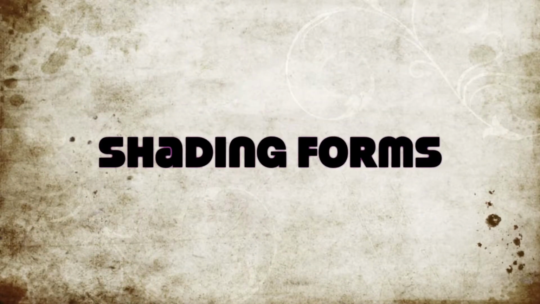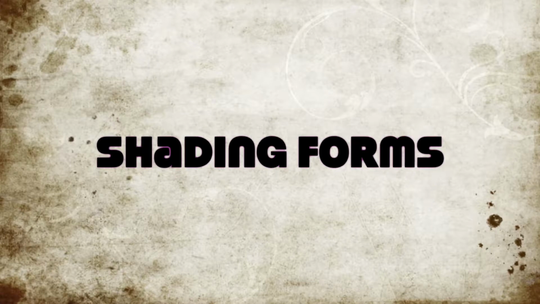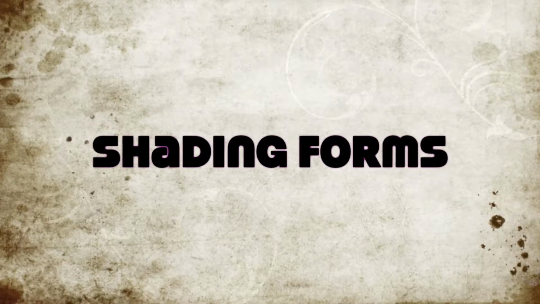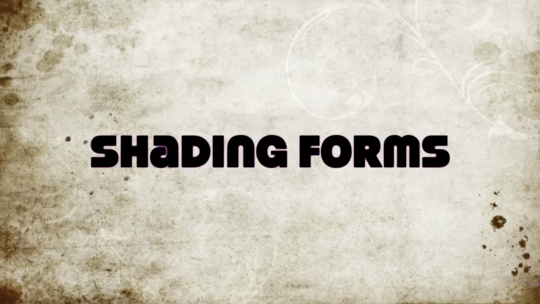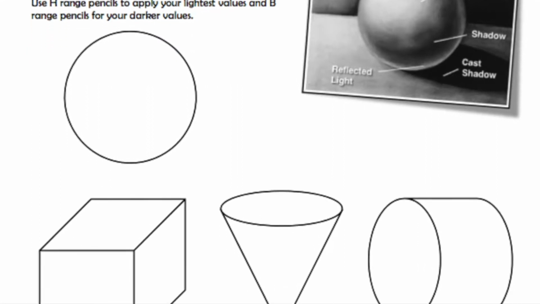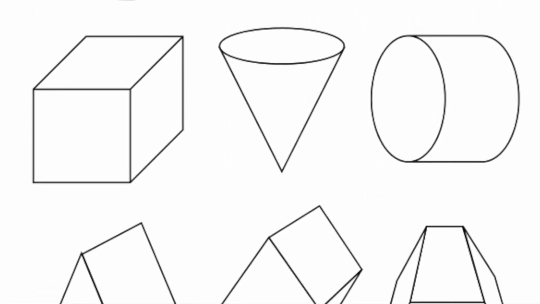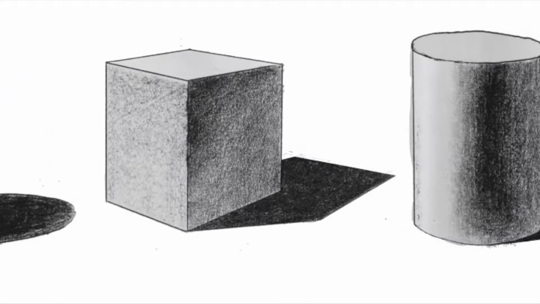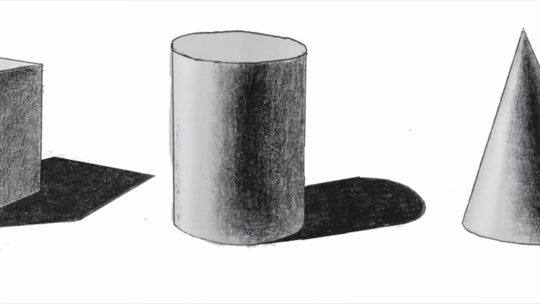All right, everybody. So today's worksheet is on shading forms. If you remember back to when we learned form and you watched the video, he talked about using multiple different pencils for adding the cast shadows and the shadow. That's what you'll be doing today. And you've got 6 or 7 different shapes to do. So here's a couple examples.